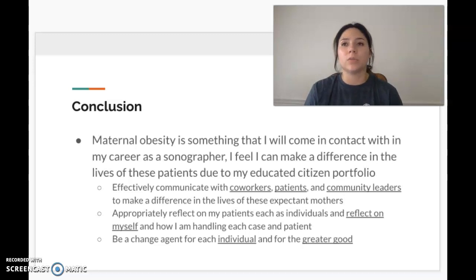I know that I'll be able to appropriately reflect on myself and my patients as individuals to continue to grow as a holistic healthcare provider in handling each and individual patient. And then I can be a change agent because I am put in a position with my job and with my degree and my situation in life that I can change individuals' lives and I can change things for the greater good. All I have to do is put some effort in and get up and do it.